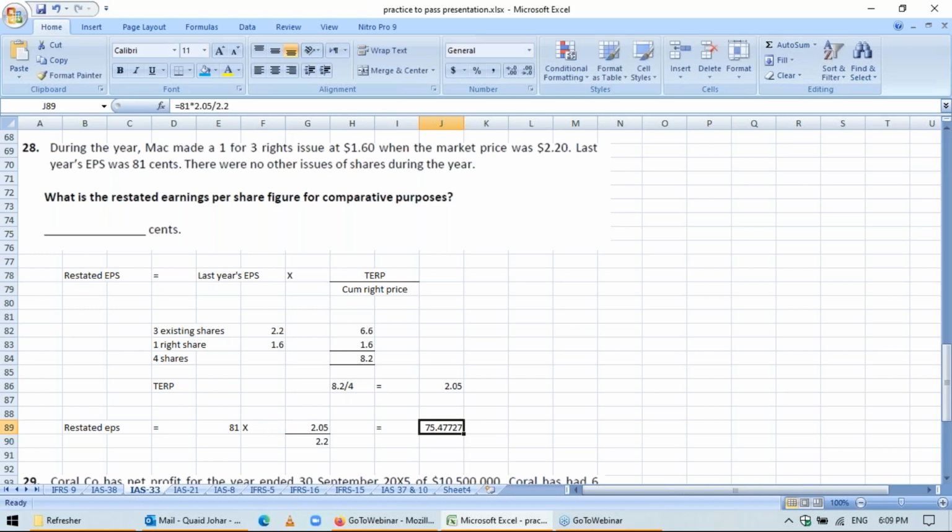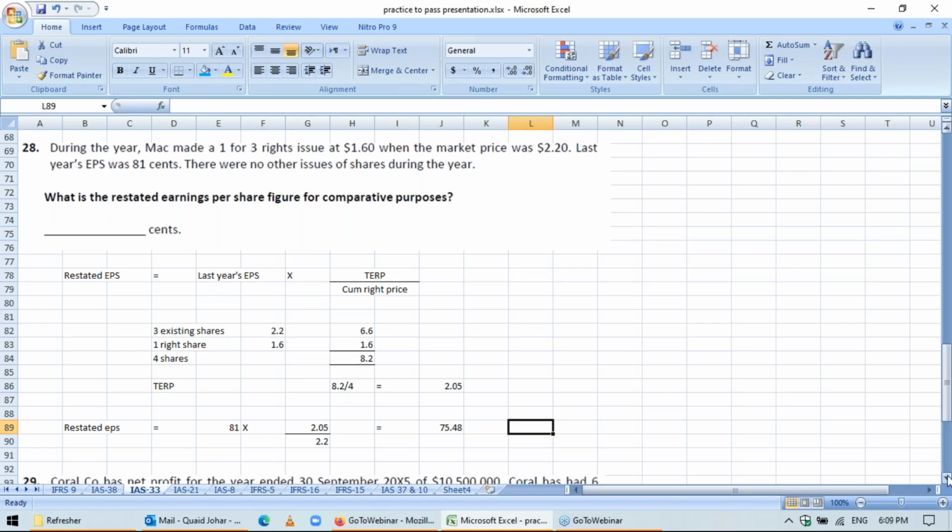So remember that EPS will always decline, right? By applying the adjustment fraction, we increase the previously outstanding shares. So if the shares increase, your EPS will fall, right? So that's your restated EPS.